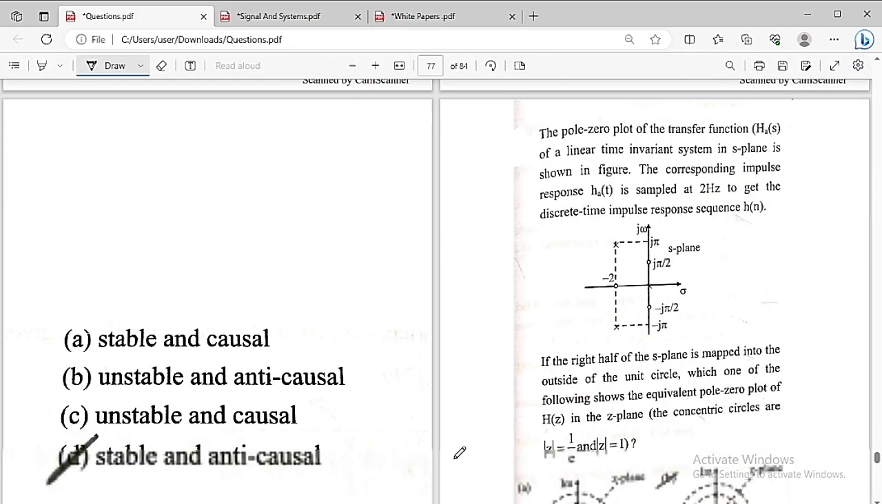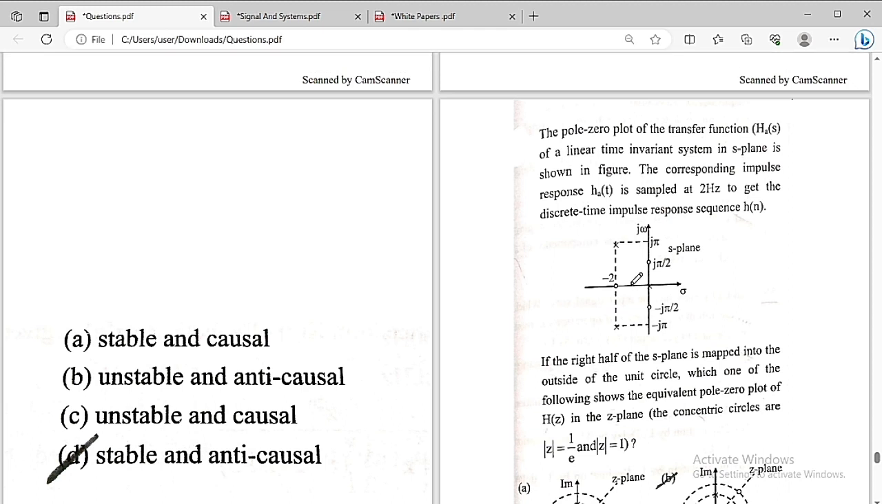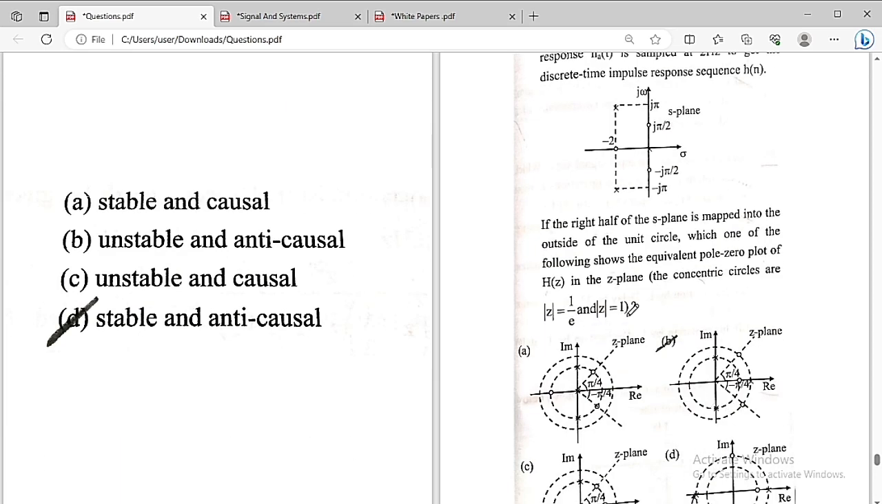So now we are going to solve another question. See the question here. The pole zero plot of the transfer function HA of S of a linear time invariant system in the S plane is shown in the figure. The corresponding impulse response HA of T is sampled at 2 Hz to give the discrete time impulse response sequence H of K. If the right half of the S plane is mapped into the outside of the unit circle, then which one of the following shows the equivalent pole zero plot of the H of Z in the Z plane? The concentric circles have modulus equal to 1 by A and modulus equal to 1.